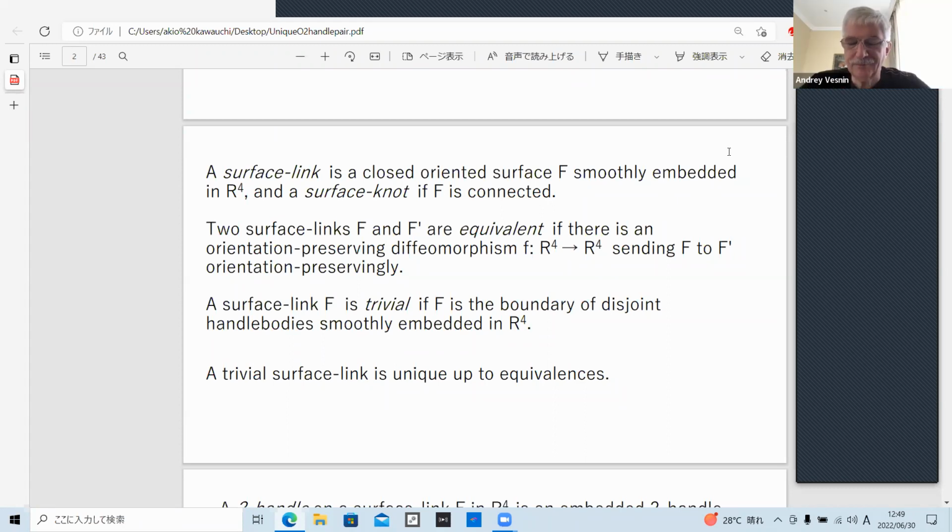Please, more questions? I see you have an interesting discussion, so please, some more questions, opinions. Okay, if not, let us thank Professor Kawauchi again. Thank you very much for your talk.